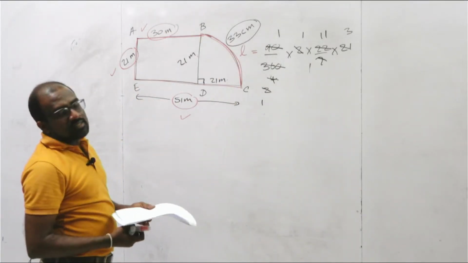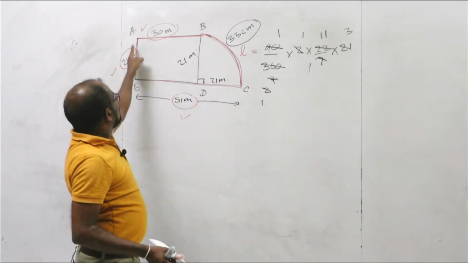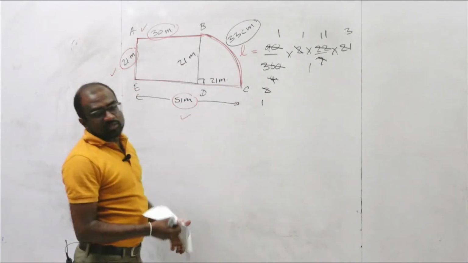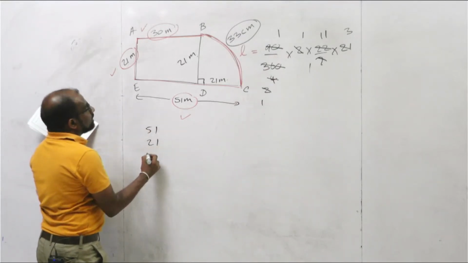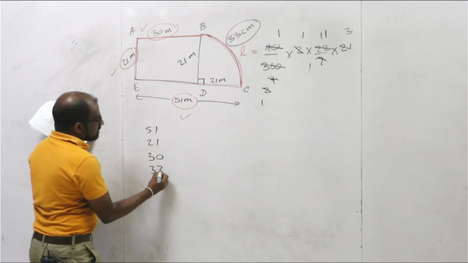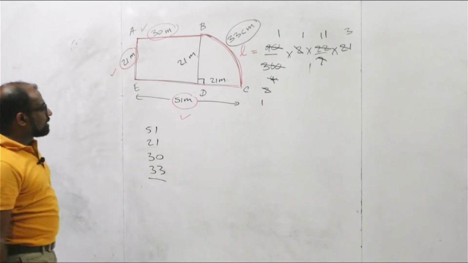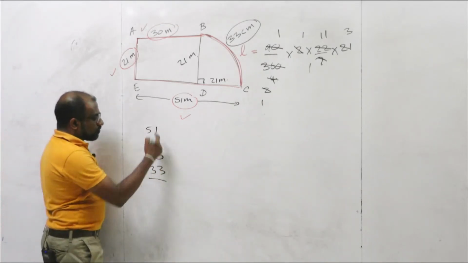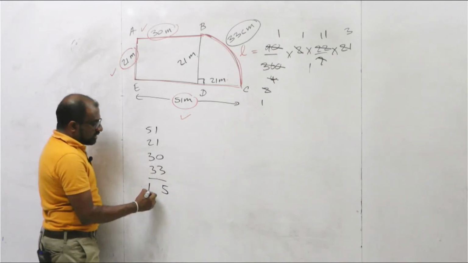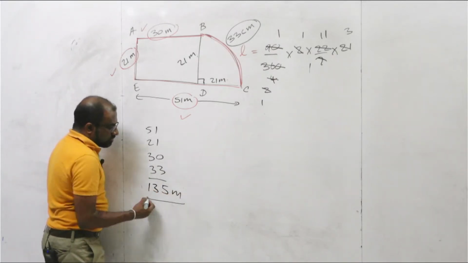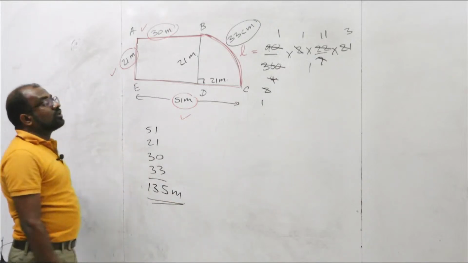Now all lengths are covered: 51, 21, 30 and 33 meters. What's the total perimeter of the land? 3, 4, 5... 5 and 2, 7 and 3, 10 and 3, 135 meters, the perimeter of the total land.